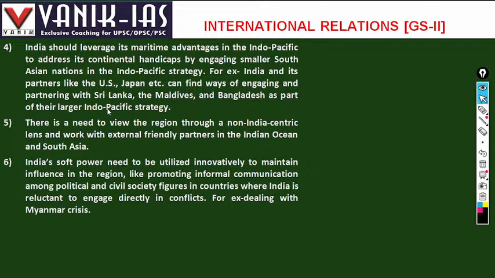So, India's soft power needs to be utilized innovatively to maintain influence in the region, like promoting informal communication among political and civil society figures in countries where India is reluctant to engage directly in conflict. For example, in dealing with the Myanmar crisis, where the military has taken over and democracy is under threat, India can play its role in bringing back democracy and, to some extent, in solving the issue of the refugees from Myanmar, called the Rohingya refugees.